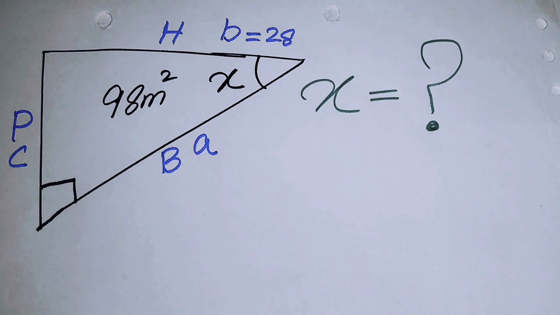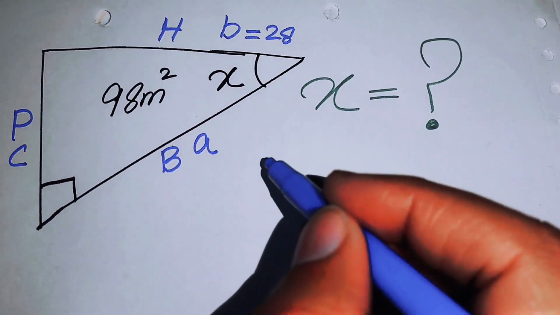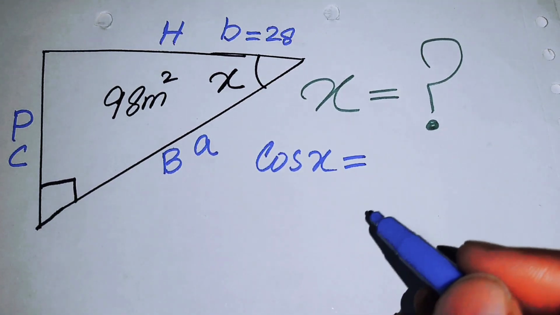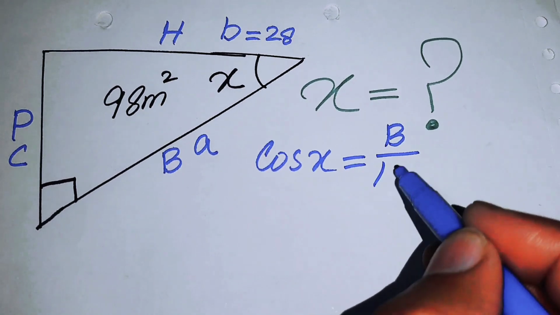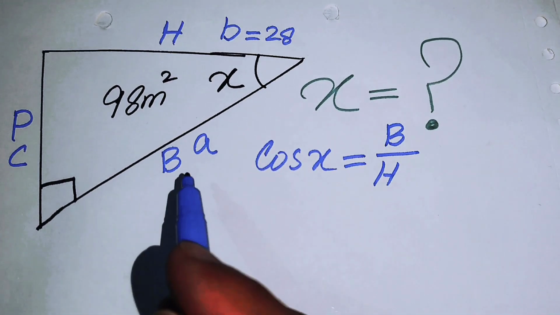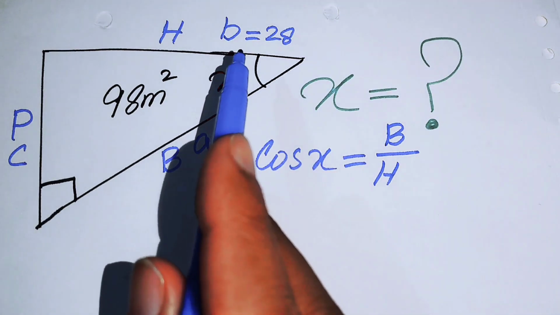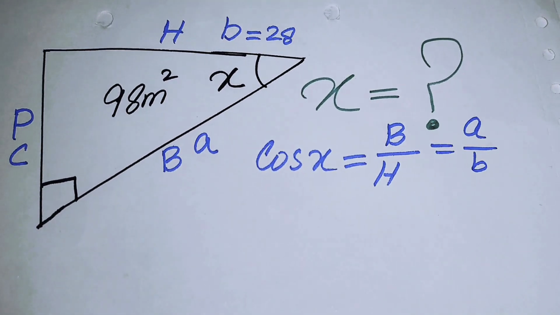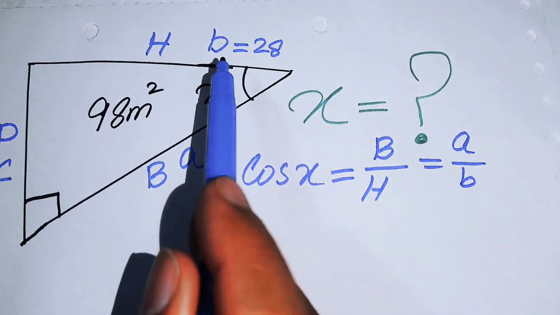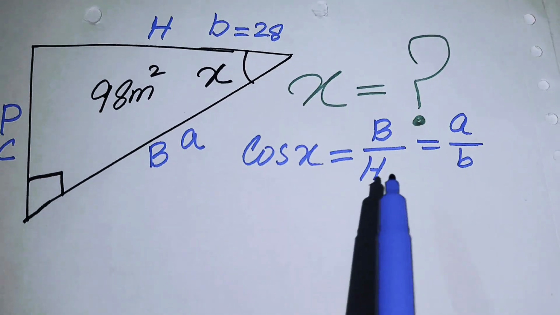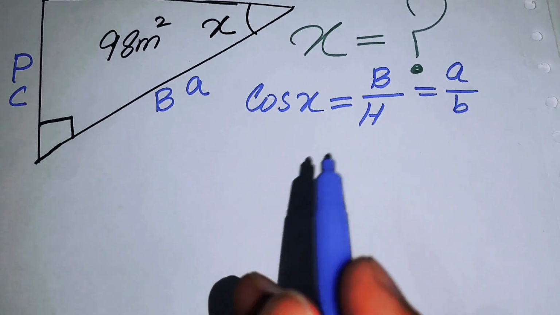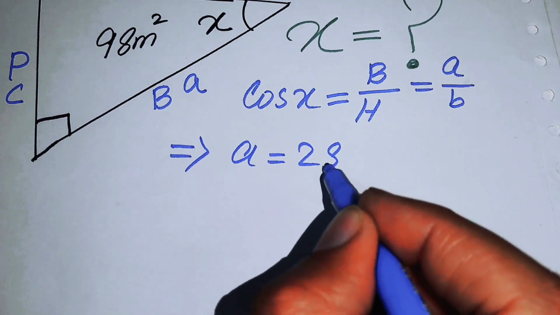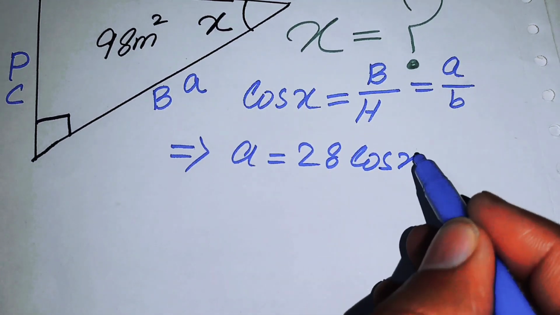from trigonometry, you know that the value of cos x equals base over hypotenuse. And here you see that our base is a and our hypotenuse is b. So here we put these two values, so it will be equal to a over b. And we have the value of b as 28, so we can substitute this value here, and you will get the value of a equals 28 times cos x.